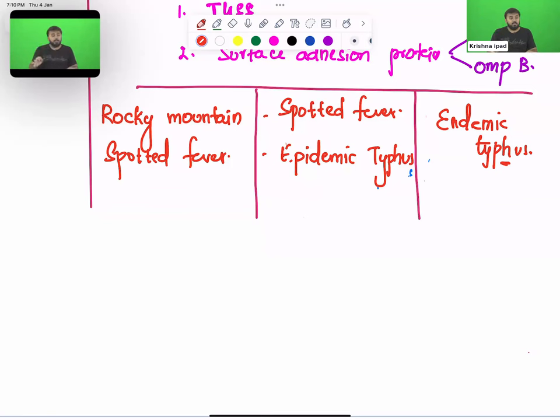What is endemic? An infection which is already present. Suppose in Africa, what is the infection that is already present there? Malaria, all of you know. So it means it is endemic there. You understood the difference between epidemic and endemic typhus? Epidemic means it spreads fast. Endemic is already present in a particular location for a long time. All of you are clear with this?